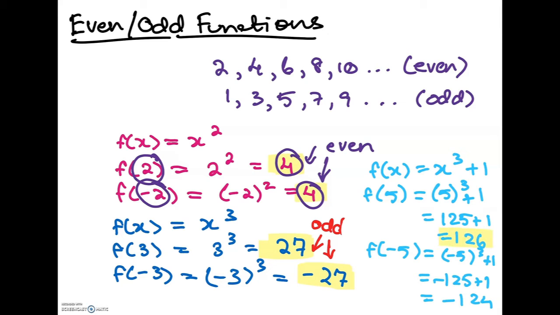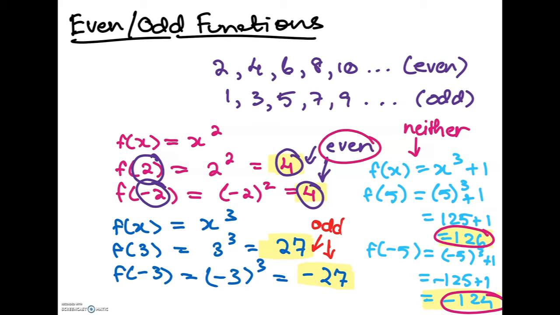Now, as you can see, our first answer was 126, and our second answer is negative 124. But these numbers are completely different. Even in the previous case, our numbers were at least positive and negative, but in this case, they're completely different. So this function is neither even or odd. So it's not even and it's also not odd. So those are the three cases we have when it comes to even or odd functions. And a function will always be even, odd, or neither. It's always going to be one of these three cases. Now let's work on some examples and try to deduce whether a function is even or odd.